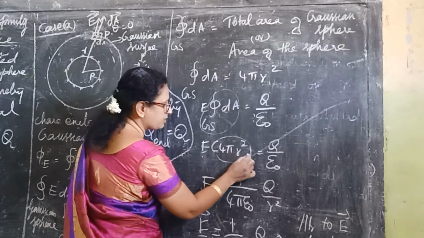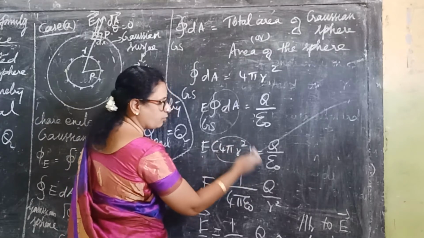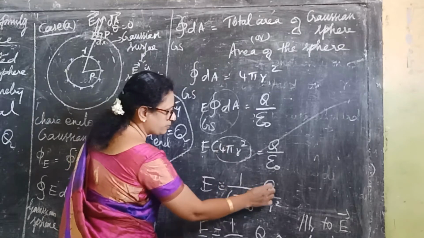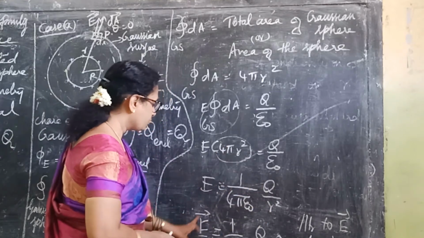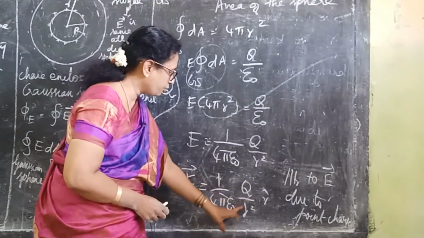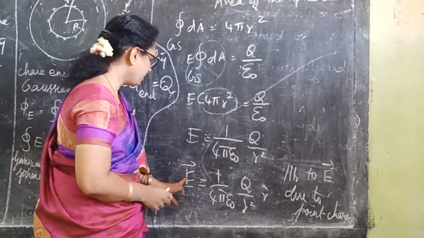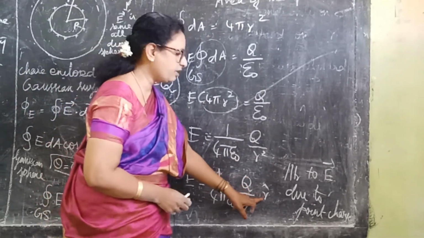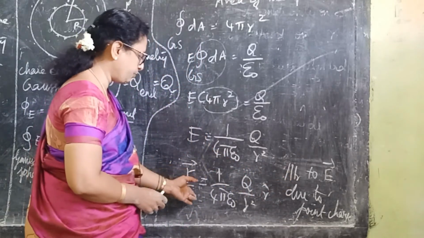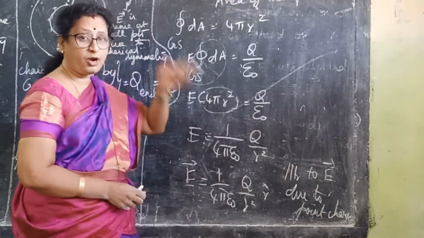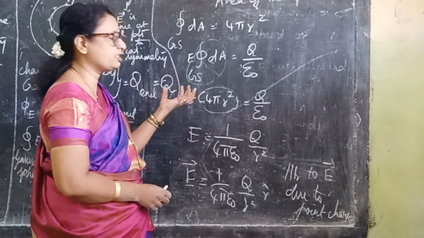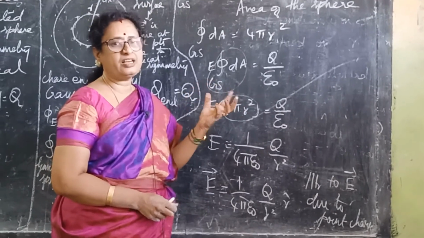So this 4 pi r square, take it to the other side by multiplication, it will go to the denominator. So E is equal to 1 by 4 pi epsilon naught Q by r square. We can write this in vector notation as E vector is equal to 1 by 4 pi epsilon naught Q by r square r cap. Here the direction of E is radially outward, r cap. So similar to the expression we wrote for the electric field due to a point charge, the charge that is distributed on a sphere will behave as a point charge.